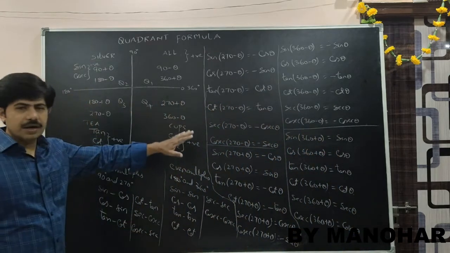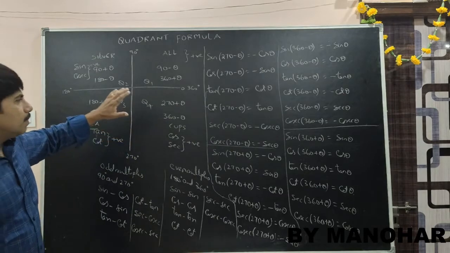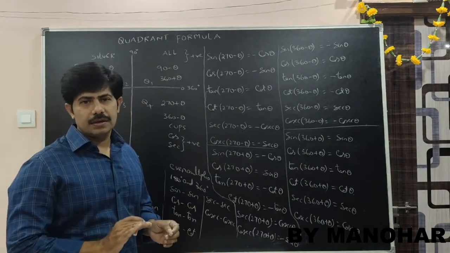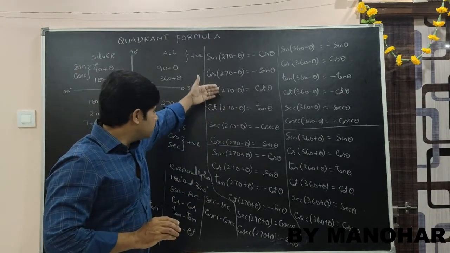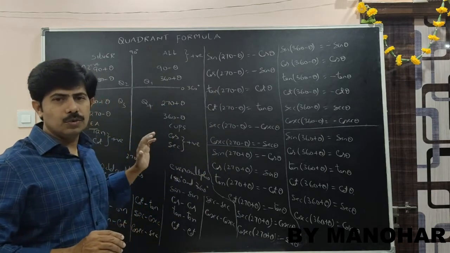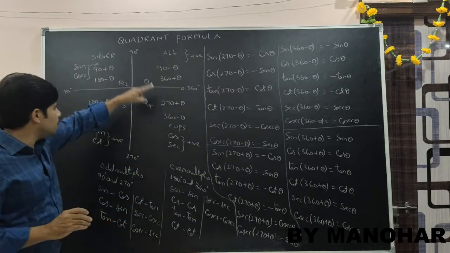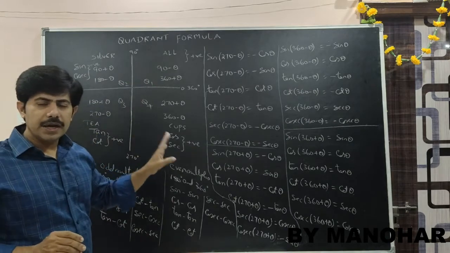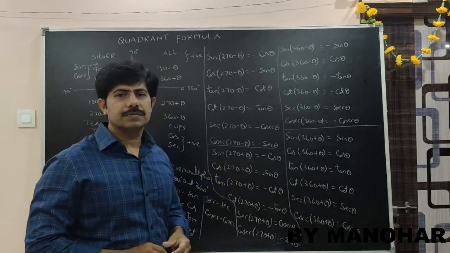Okay, so this is a quadrant formula. Please remember how to write these ratios by using the table. Please don't learn by heart. Just keep this table in your mind and try to write without seeing.